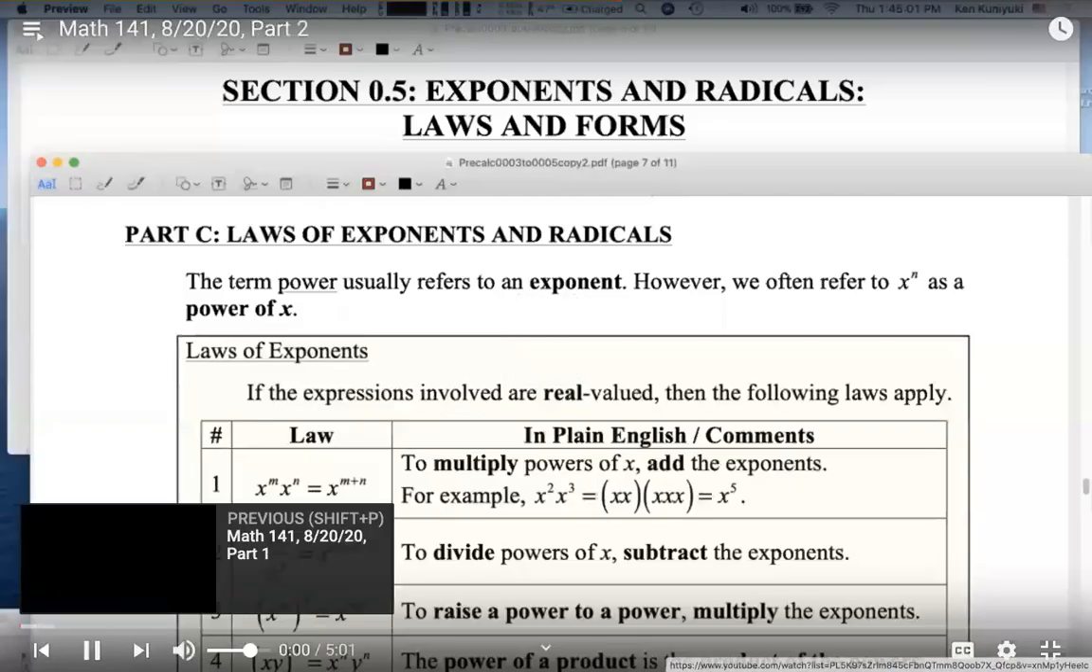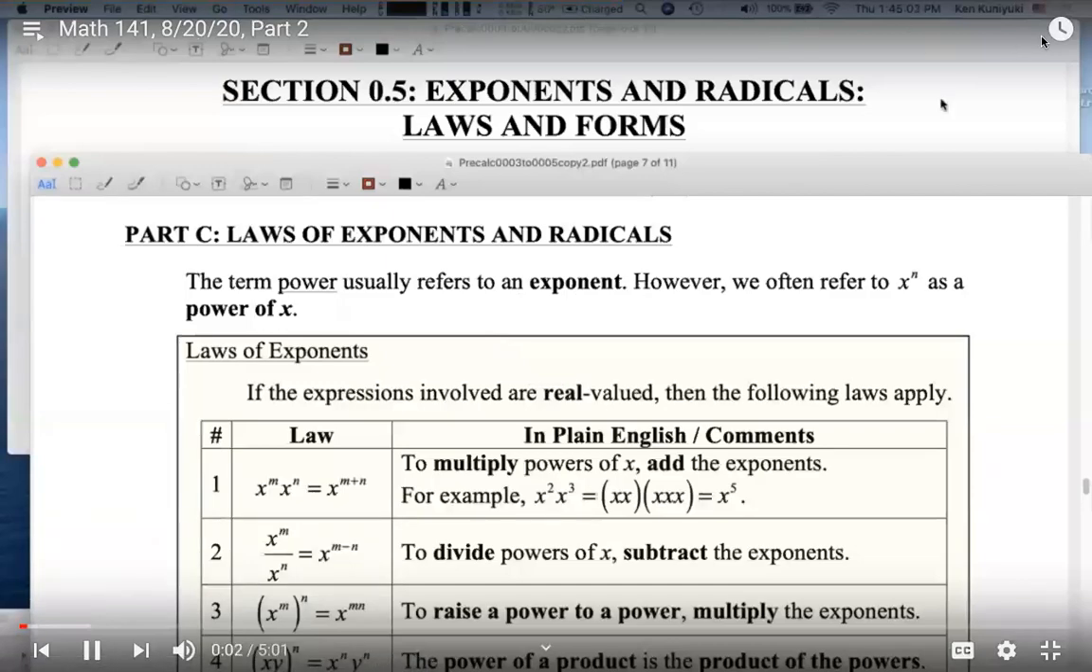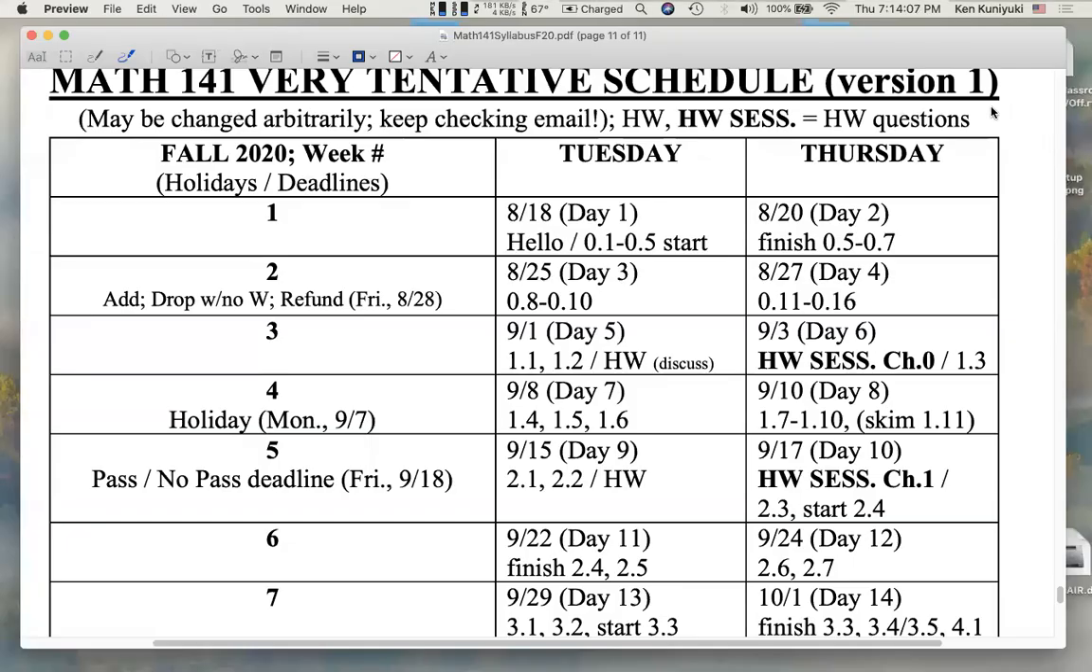All right, so now let's go over the schedule. This is the last page of your syllabus. So today is Thursday, August 20th, day 2.